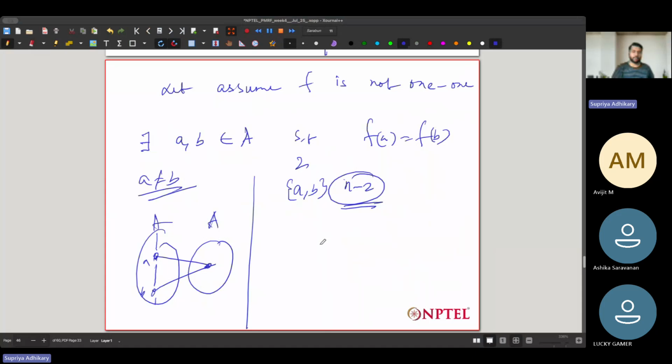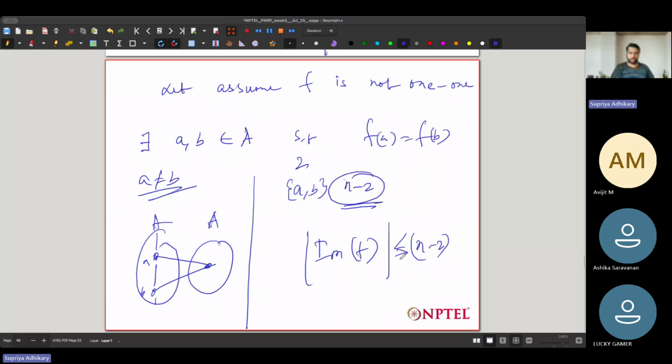So the cardinality of the image of f should be less than or equal to n minus 2 plus 1, because these two elements map to only one single element, and the rest of the n minus 2 elements can map to at most this many elements. Therefore, the cardinality of the image of f is less than or equal to n minus 2 plus 1, which is nothing but n minus 1.